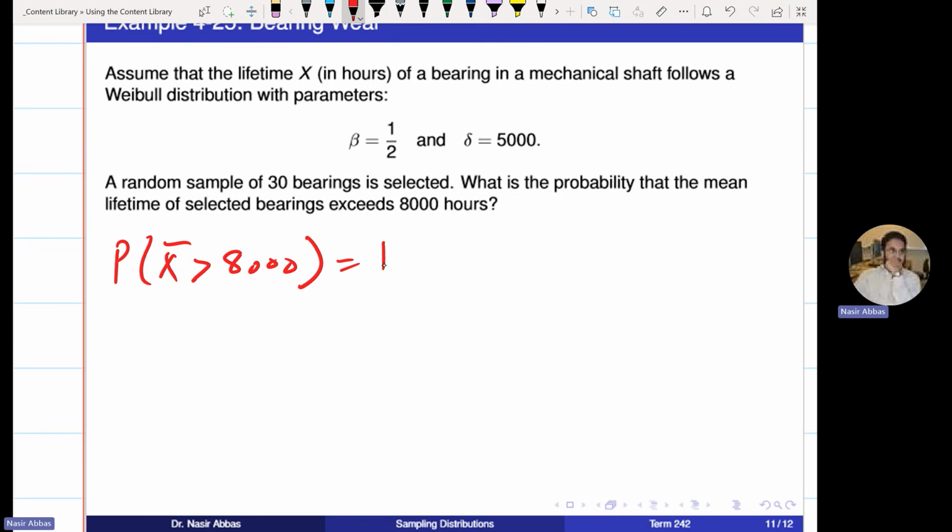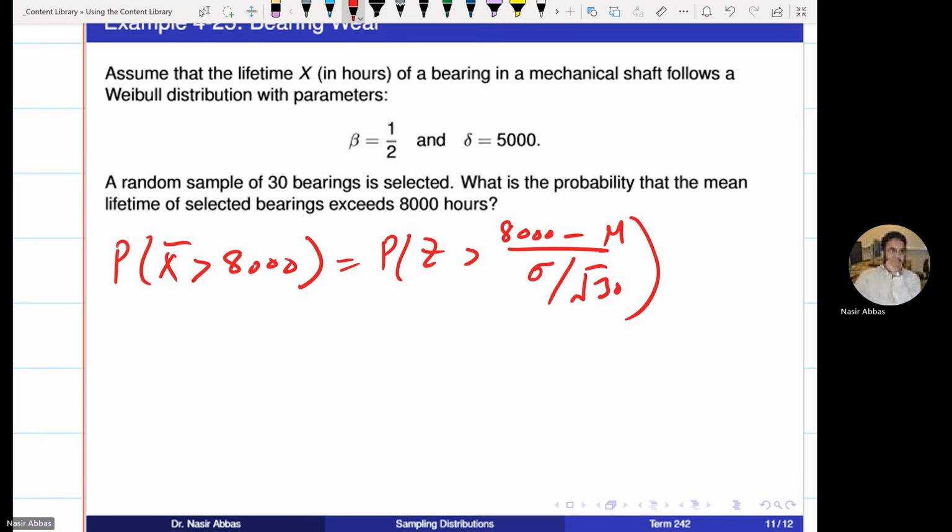Again, standardize it. Z more than 8,000 minus mu divided by sigma over root of 30. Where will the mu and sigma come from? Equations of Weibull are given in the formula sheet. The mu of Weibull is a function of beta and delta. Sigma of Weibull is a function of beta and delta. So go to the formula sheet, get the value of mu and sigma from there, plug it in. Again, the question goes to Z, go to the normal table and solve it.